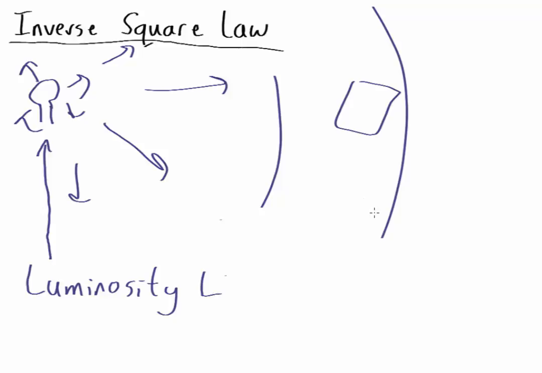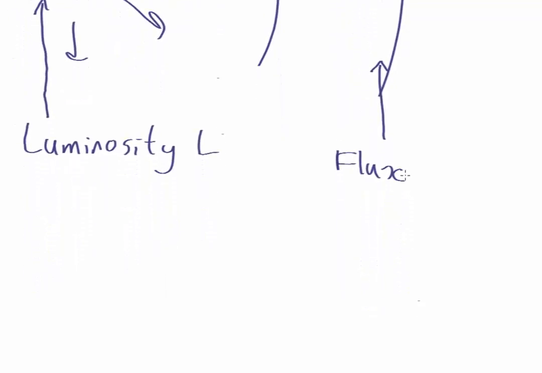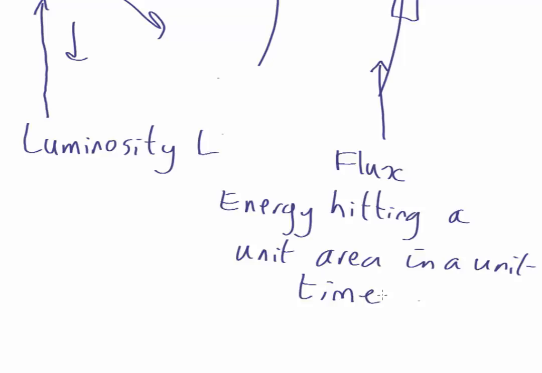And then you want to work out how much energy hits something. We will define what we call flux, which is the energy hitting a unit area of the object. So it's the energy hitting, say, 1 square meter facing directly towards the light source in a unit time. So what we're after is an equation linking luminosity and flux. And that equation is the inverse square law.